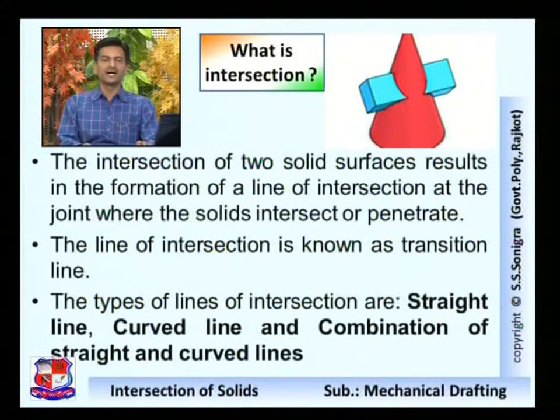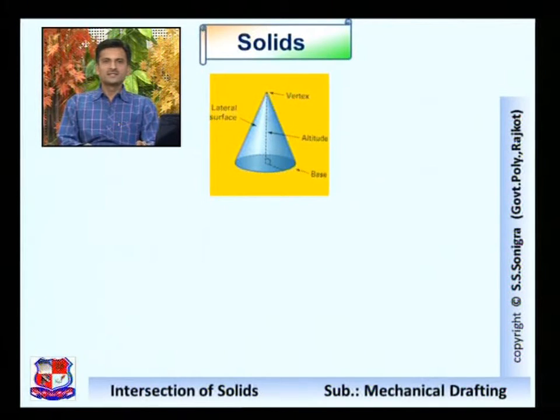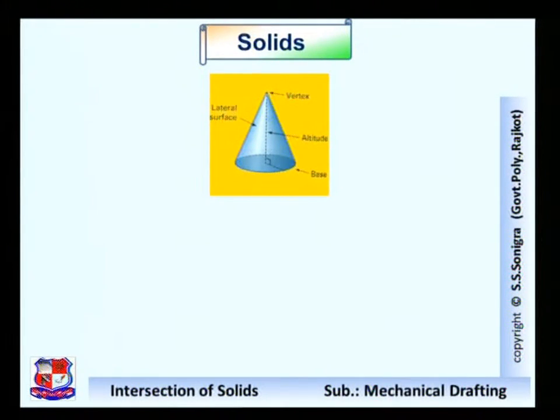If both the solids have straight edges and plane surfaces, then the intersection line would be straight lines, but in the case of cylinder and cone, the curvature line would be there. So it may be a combination of curved lines and straight lines. In solids, this is the first solid, that is cone, which has four parameters: vertex at the top, this top tip is called the vertex, height is altitude, this is base, and the outer surface is lateral surface.